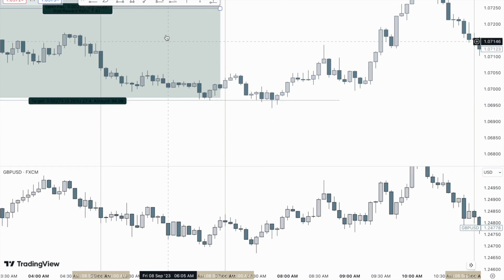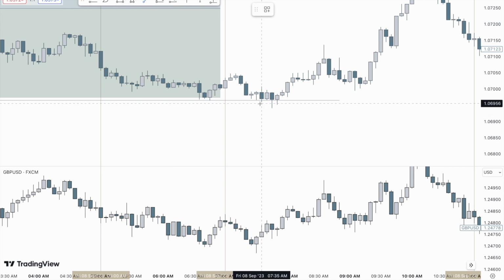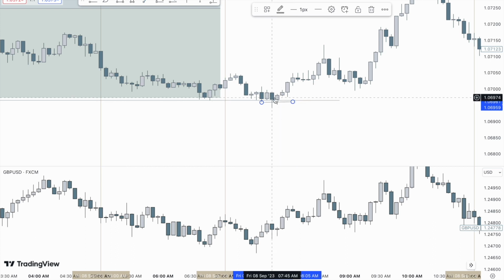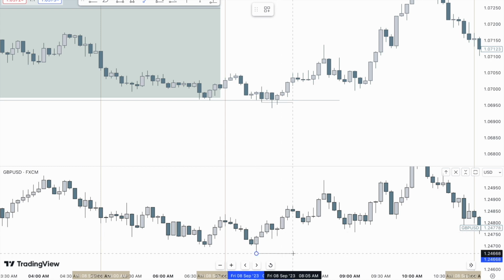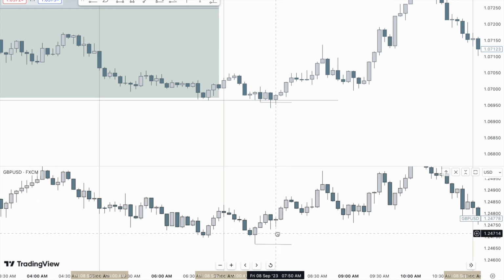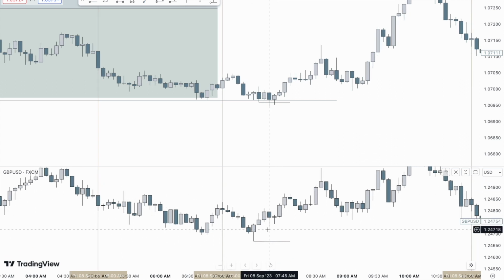You can see this was the low that was made after the sweep, and it got swept by these two candles. Let me show you. These two candles swept this previous low. Now in the GBP you can see that the same low was made here. This was the same low that was made, and you can see that these lows were not swept. So we got the SMT divergence that we were looking for.